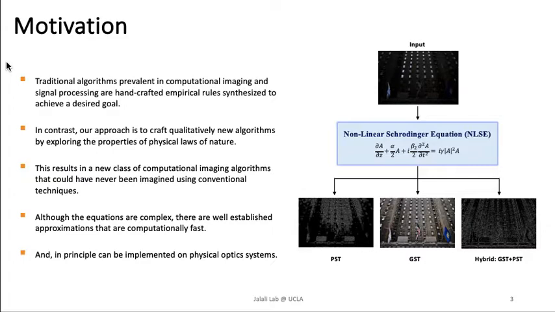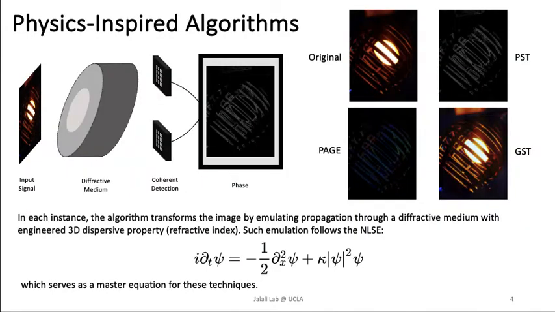See here on the right an example in which two algorithms are used in a hybrid form to create a feature map of the original difficult to see image. And this is a theme that we'll touch back on a little bit later. So the idea of these physics-inspired algorithms follows from the nonlinear Schrodinger equation. Here's just a simple diagram showing the basic physical features of these algorithms.